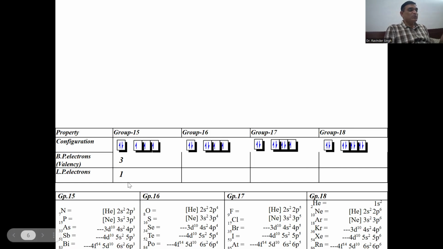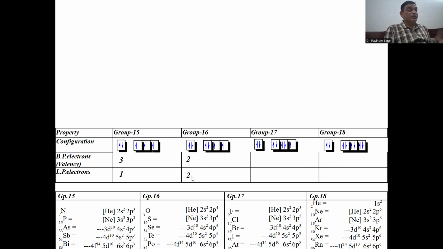Okay. So next we move towards group number 16. Similarly, in group 16, in the case of oxygen, you can see there are only two unpaired electrons. Means oxygen has two bond pair electrons, and these two lone pairs. Means four electrons present in the form of pairs, means two lone pairs. So in the case of oxygen, there are two bond pairs, means oxygen can form two bonds while it has two lone pairs.